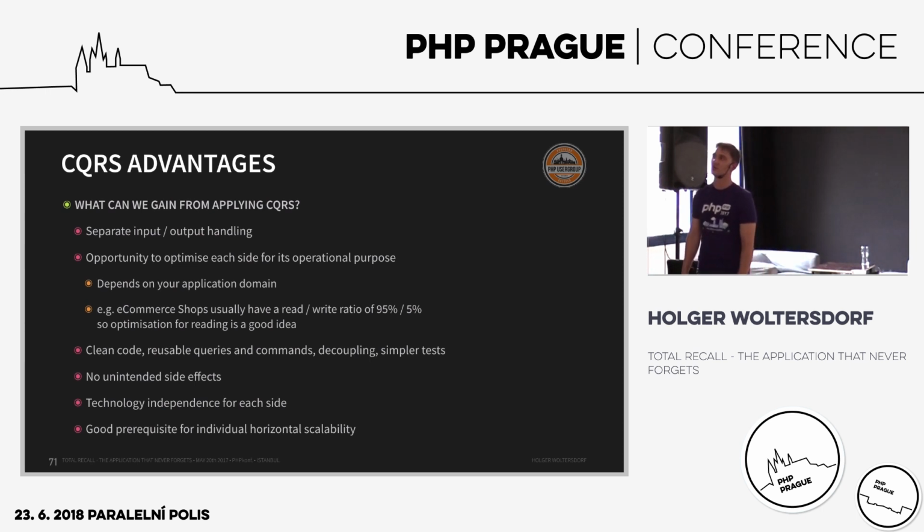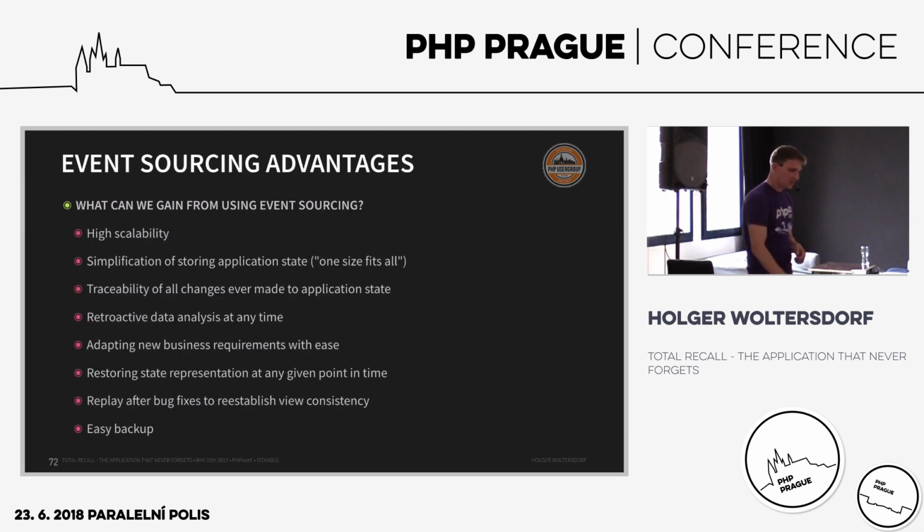You are technology independent for each side, so using different data storages, you can also use different technologies, like I said. And yeah, it's a good prerequisite for scaling, because scaling the read side is very easy, because it's updated on one side, and yeah, you can just add some slaves, or you can just update multiple instances when you do it asynchronously. That's not a problem.